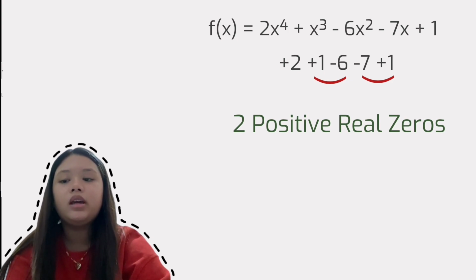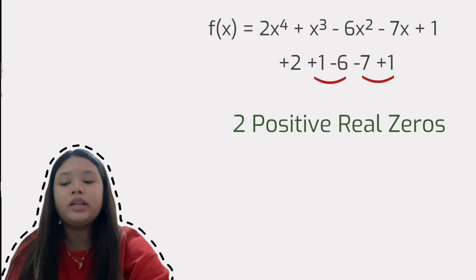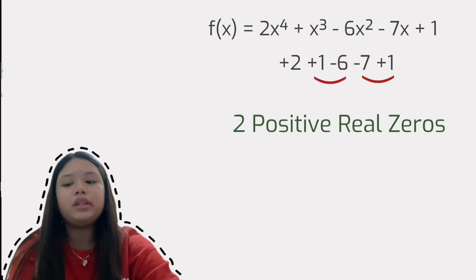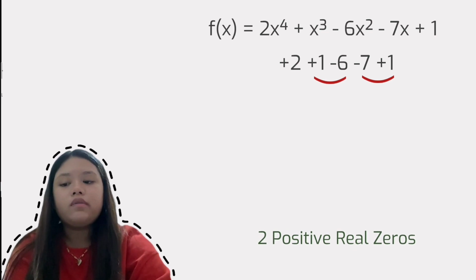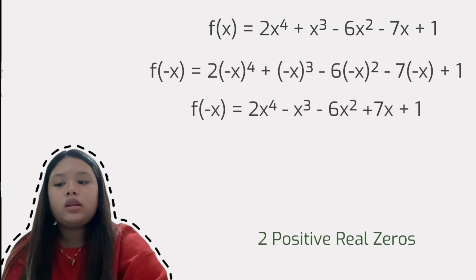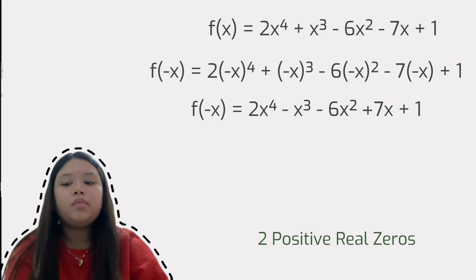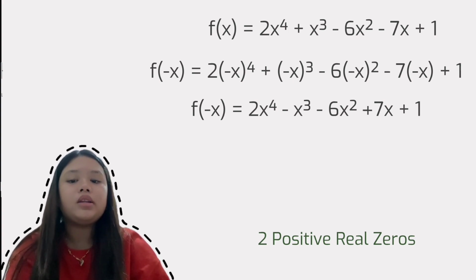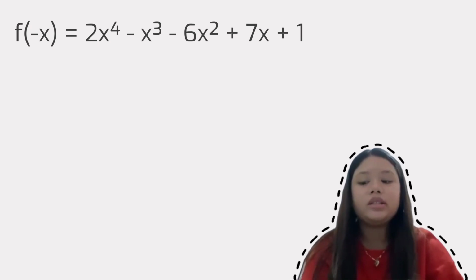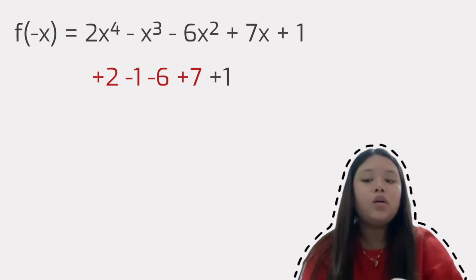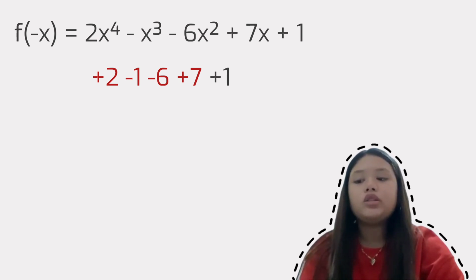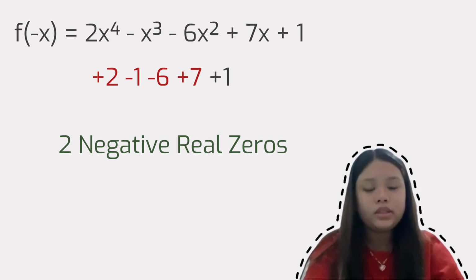Let's proceed to find the maximum number of negative real zeros. So we will just substitute x with negative x. So our given is 2 times negative x raised to the power of 4 plus negative x raised to the power of 3 minus 6 times negative x raised to the power of 2 minus 7 times negative x plus 1. So our coefficients here are positive 2, negative 1, negative 6, positive 7, and positive 1. So the maximum number of negative real zeros is 2.